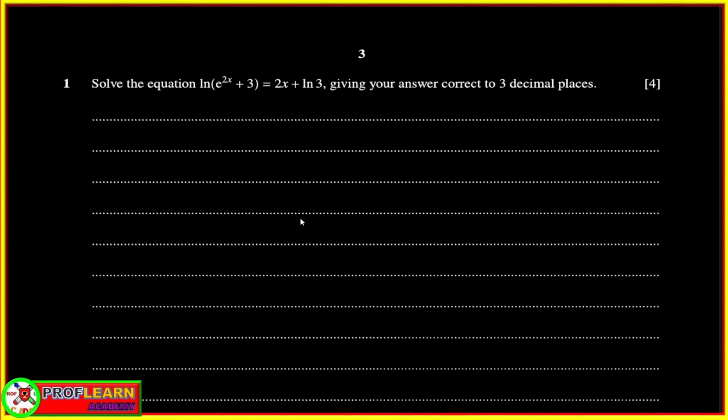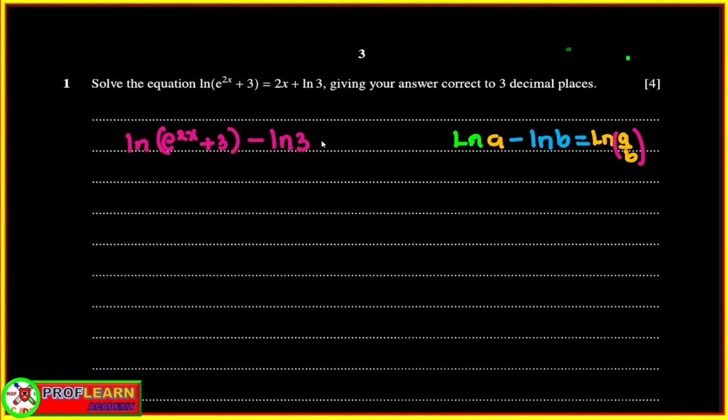We are given ln of e raised to power 2x plus 3 equals 2x plus ln of 3. We are supposed to give our answer correct to 3 decimal places. To work out this question, we are going to remember one of the laws of logarithms that we learned. So we take ln of 3 to the other side, and we remain with 2x on this side. And of course, this reduces to that from the law I've just written.